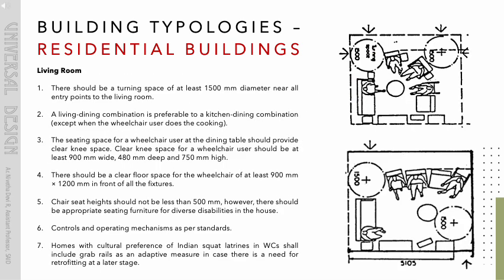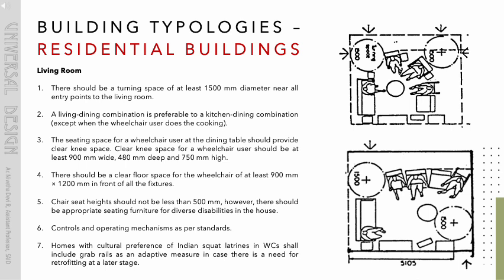Living room. There should be a turning space of at least 1500 mm diameter near all entry points to the living room. A living dining combination is preferable to a kitchen dining combination, except when the wheelchair user does the cooking. The seating space for a wheelchair user at the dining table should provide clear knee space.